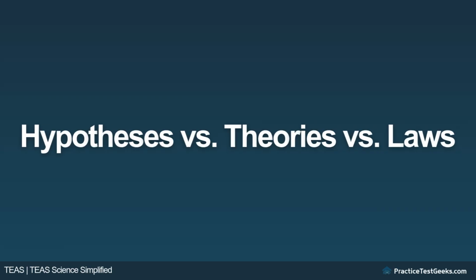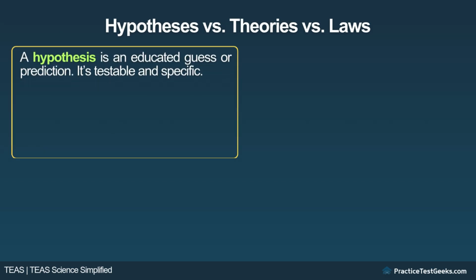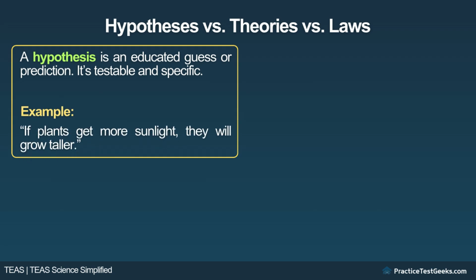Now let's clear up three science terms that often get mixed up: hypothesis, theory, and law. They're not interchangeable. They each play a different role in science. First, a hypothesis is an educated guess. It's your starting point, a specific, testable prediction. For example, if plants get more sunlight, then they'll grow taller.